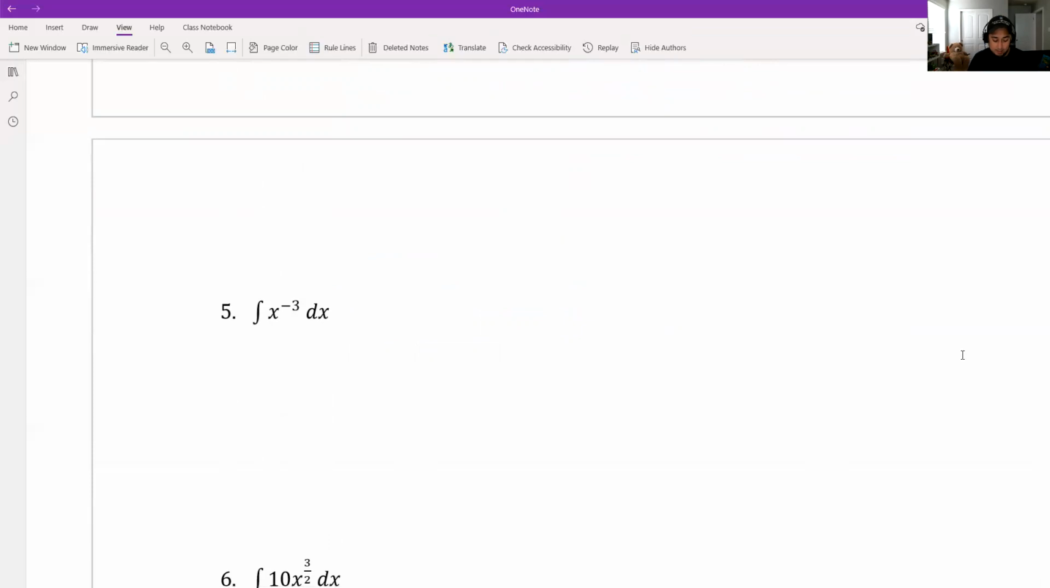5, same thing. 5x to the negative 3 dx. Once again, power rule. X to the negative 3 plus 1 over negative 3 plus 1. We get x to the negative 2 over negative 2.